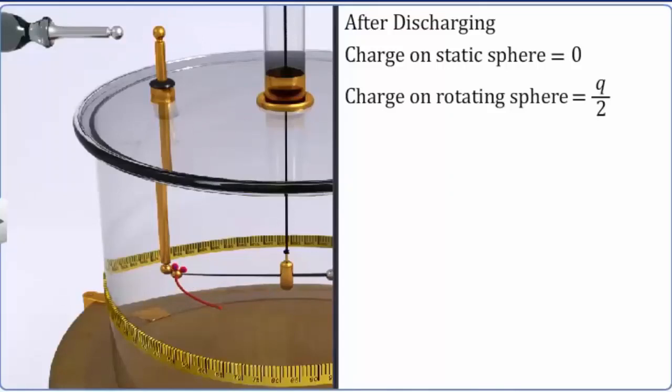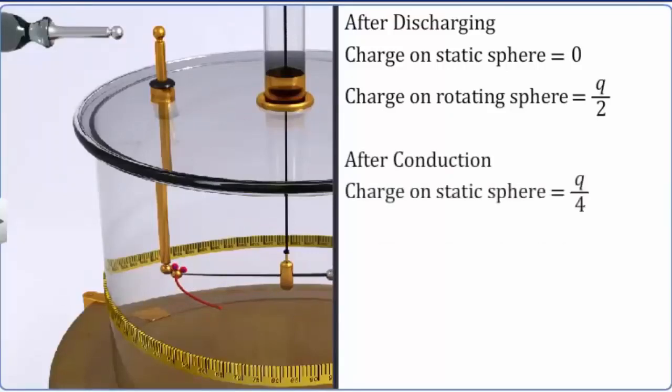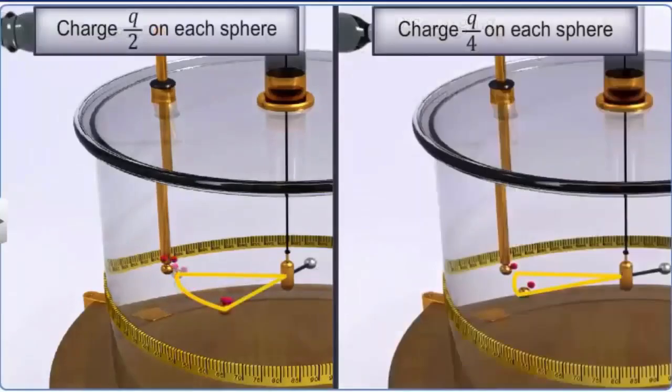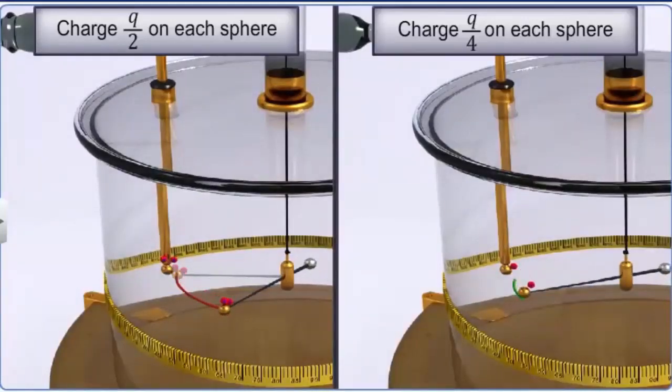Again, due to conduction, the spheres now have a charge Q by 4 each. As both the spheres are identically charged, they repel each other. However, the angle of deflection observed is lesser than the previous observation for charge Q by 2 on each sphere. Therefore, it can be concluded that as the charge on the spheres decreases, the force of repulsion between them also decreases.